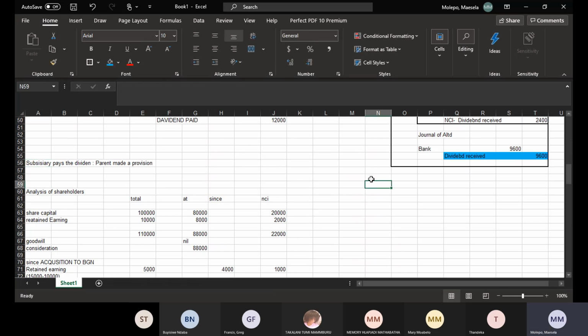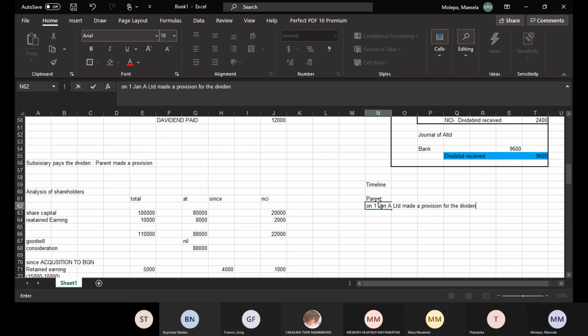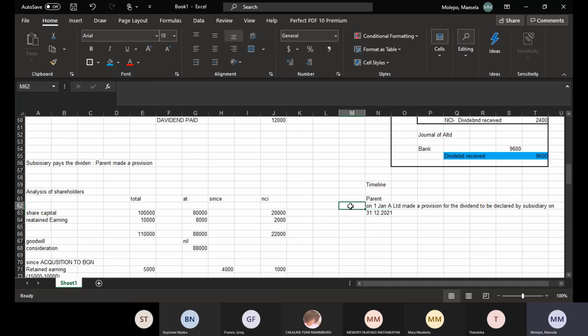In terms of a timeline for this, as the parent, parent will say, okay, on 1 January, the financial year for these people is ending December. Let's say on 1 January, A Limited makes a provision, or the dividend to be declared by subsidiary on 31/12/2021. So that is the transaction on the first.